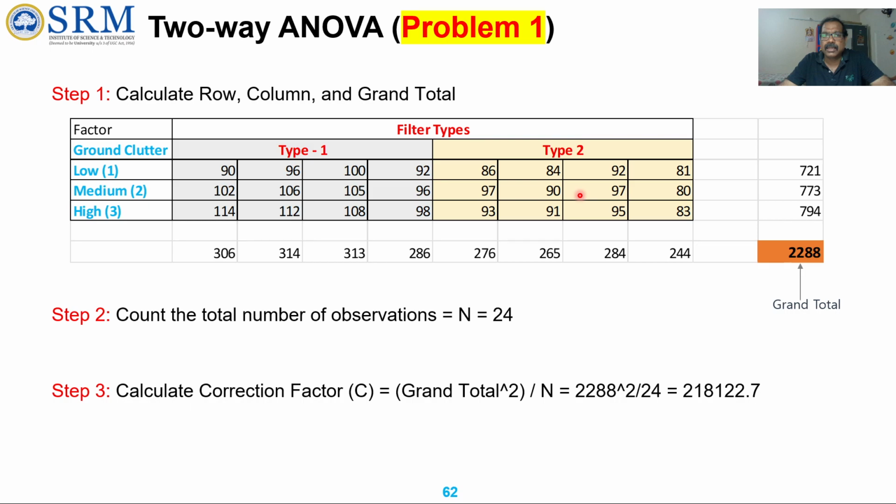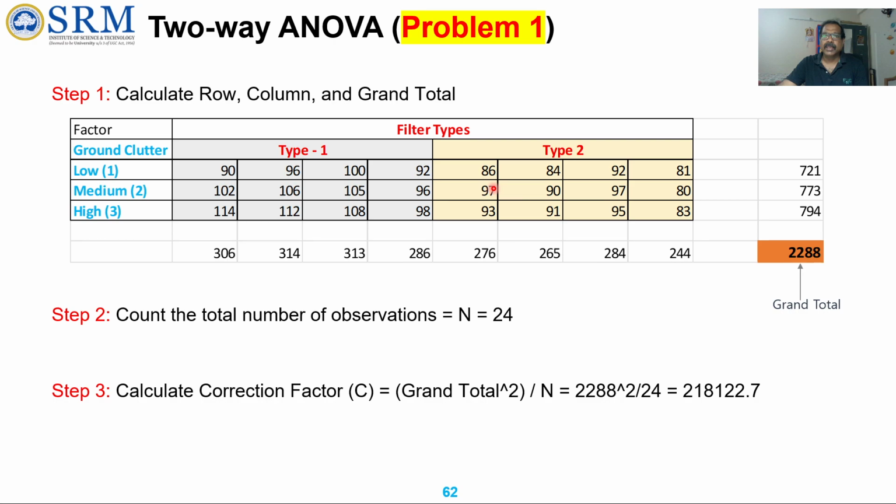Either with this row-wise data we have 721, 731, 794. If we sum all these three, it should come to 2288. Or we do it column-wise: 306, 314, and so on. If we add all these 4 plus 4, 8 values, it should come to the grand total of 2288. So we can easily ensure that adding either way gives the grand total. Once we calculate the grand total, how many observations did we do? Here 4, here also 4, so 3 times, totally 24.